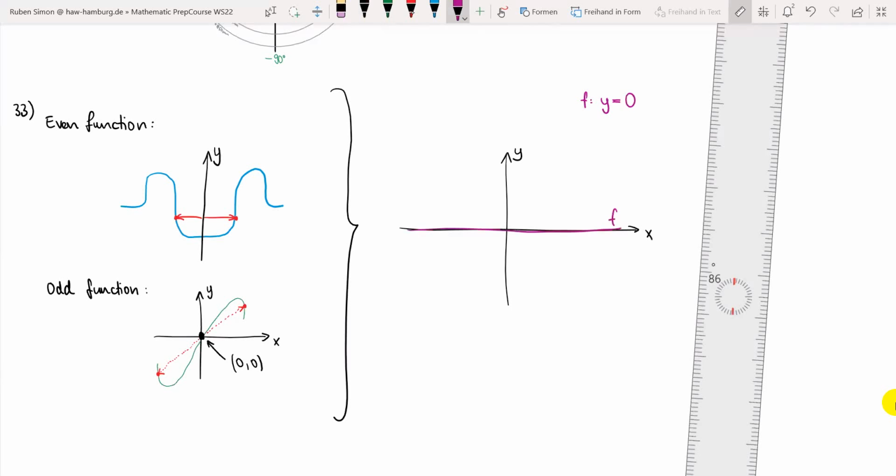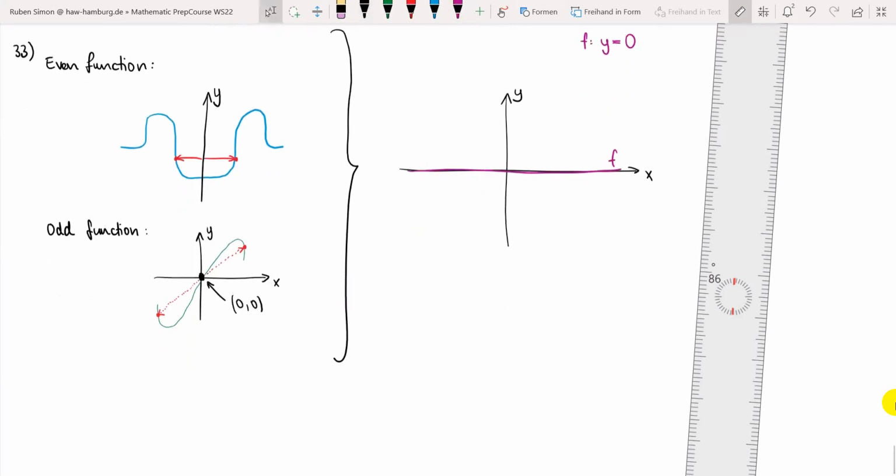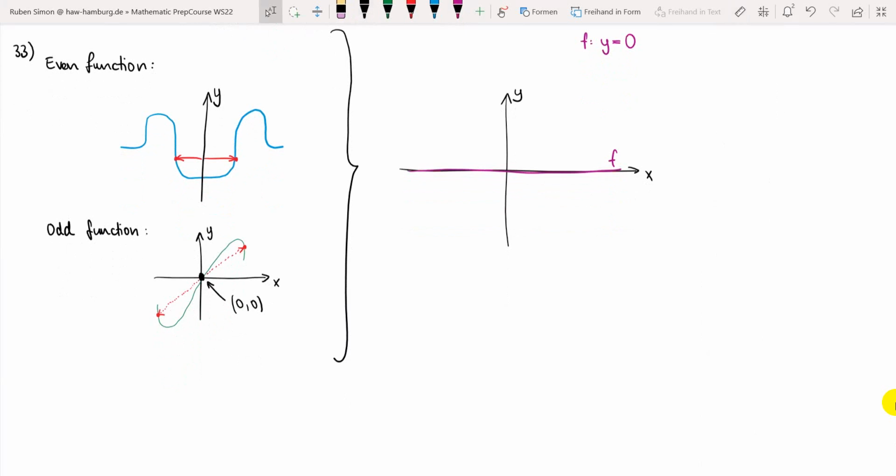In this case, this function graph is actually the only one which shows point symmetry and axis symmetry around the y-axis at the same time. So this is the only function which is even and odd at the same time, just for your information. Okay, maybe I can get rid of this ruler.